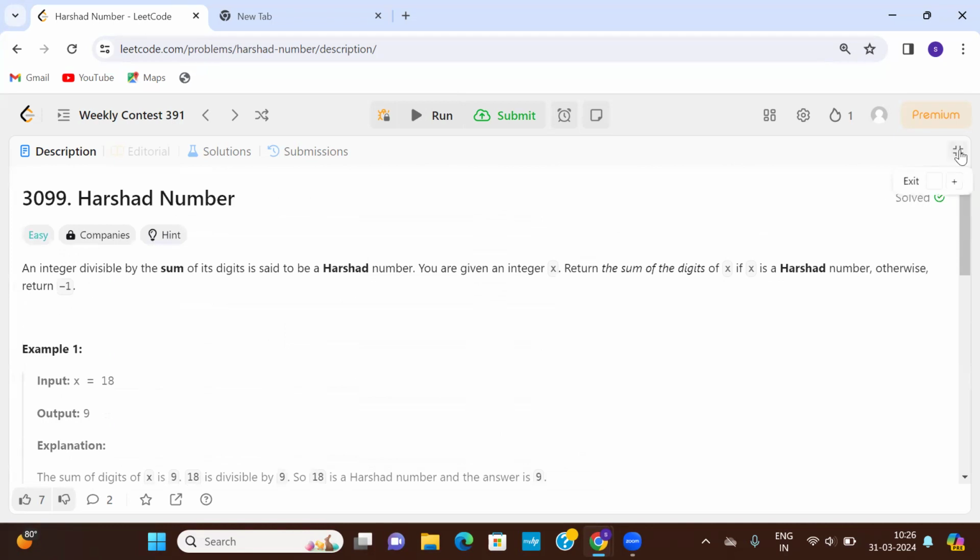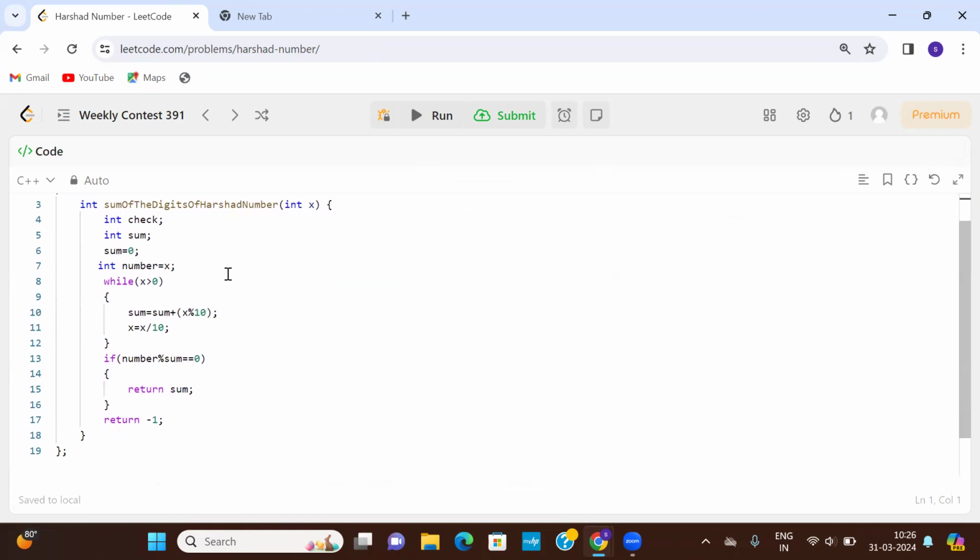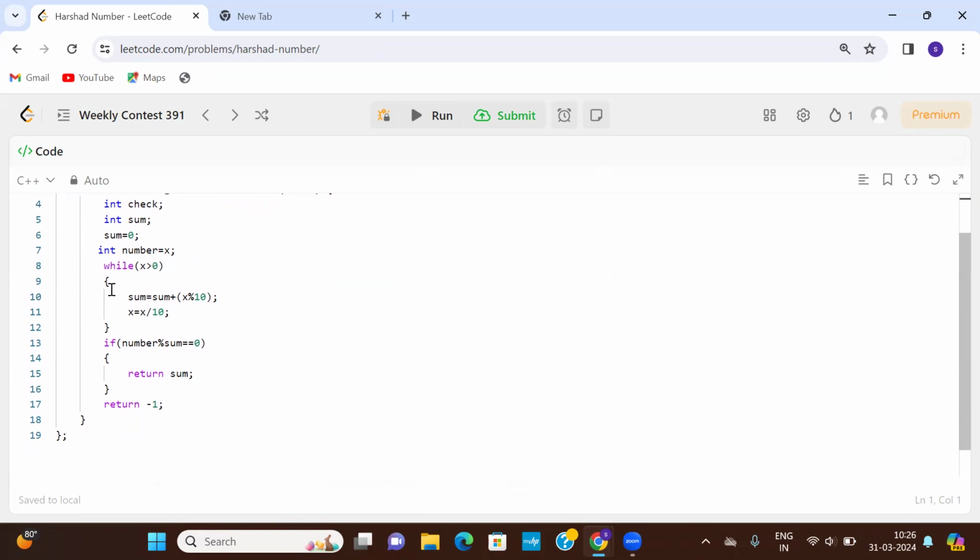So let us look at the code now. The question was pretty simple. So what we did, first of all, we initialized the sum as 0 and we have taken the number in a variable x. While x is greater than 0, sum equals sum plus x mod 10. What is this x mod 10 doing? x mod 10 is helping us to extract the digits from the number.